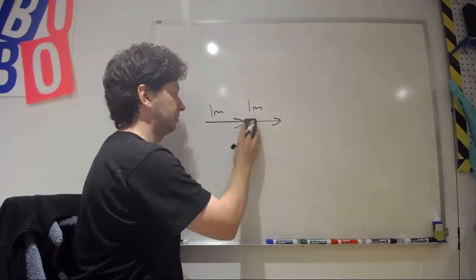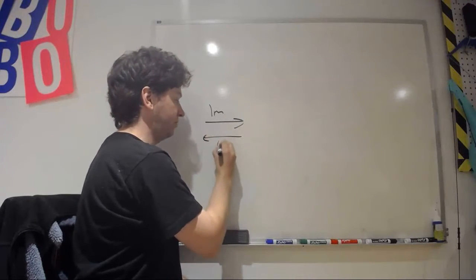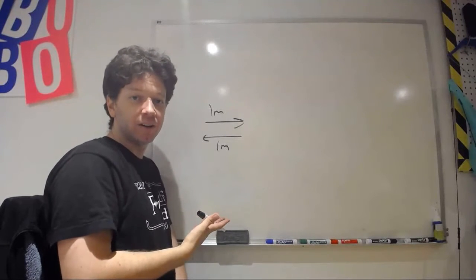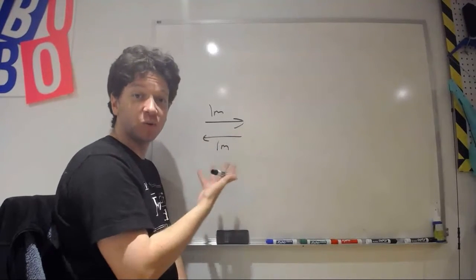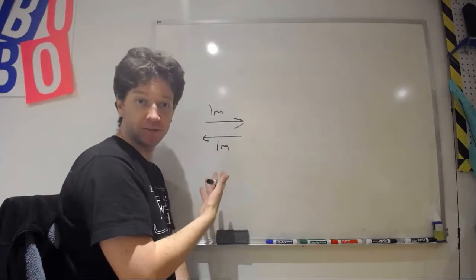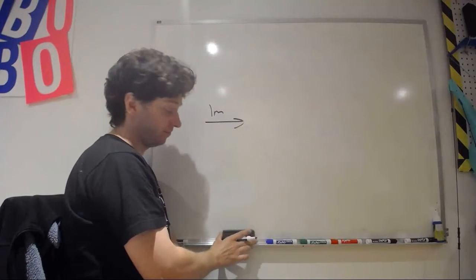But if I have 1 meter and then 1 meter back, total is not 2 meters, it's 0. And you came completely back. Your total displacement, which is the sum of all previous displacements, is 0. Okay, so that's easy in 1 dimension, right?